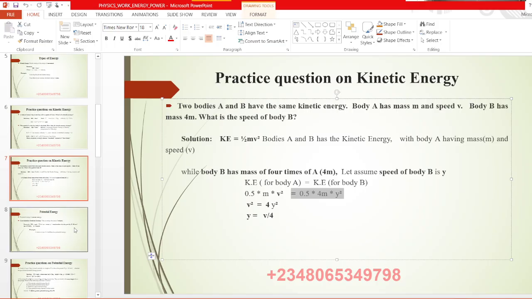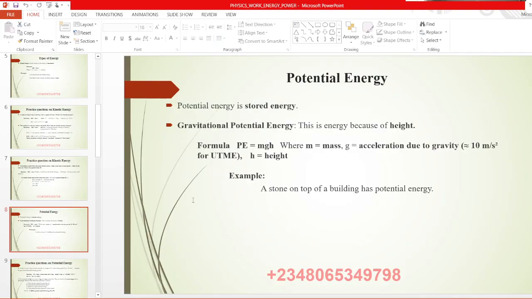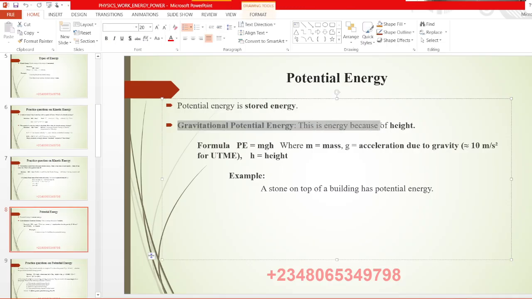What is the other type of energy? The other type of energy is called potential energy. Potential energy is stored energy when there is no movement. And one popular one is the gravitational potential energy. This is the energy of height. Yes. Gravitational potential energy and energy of height.